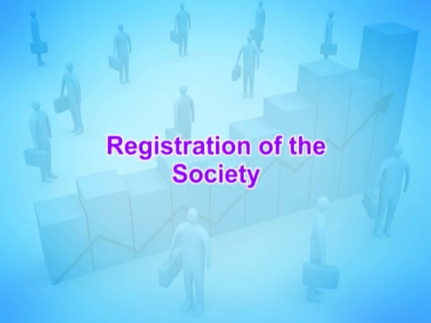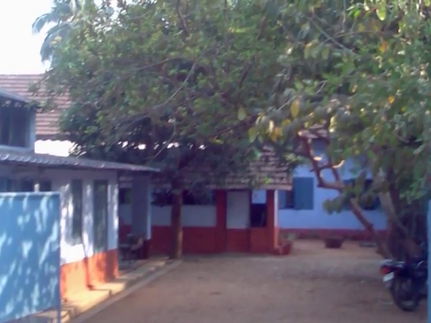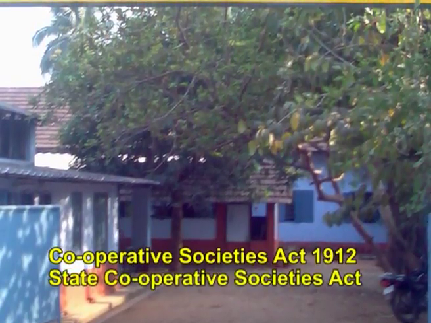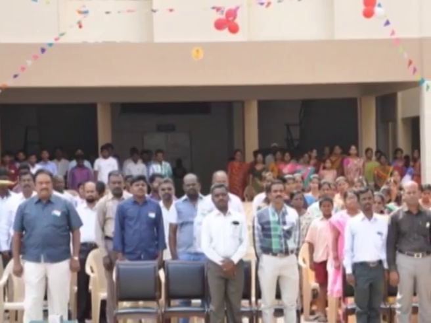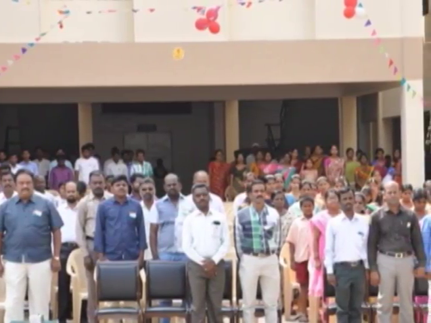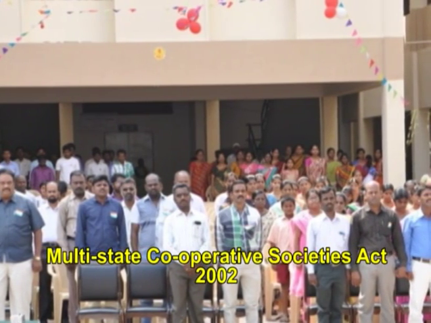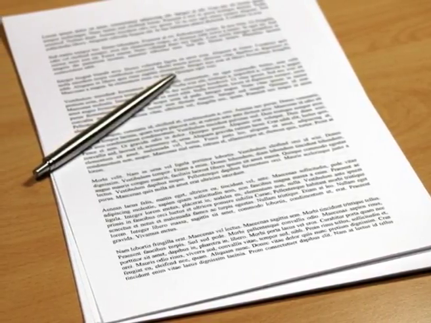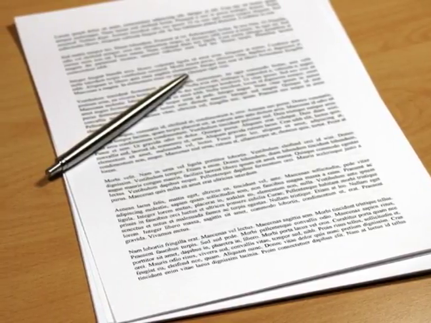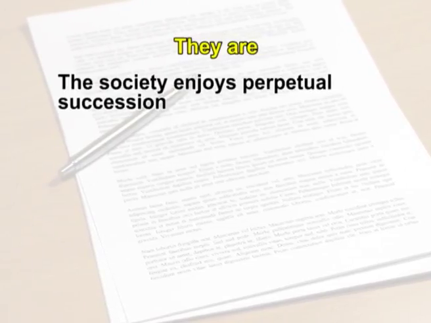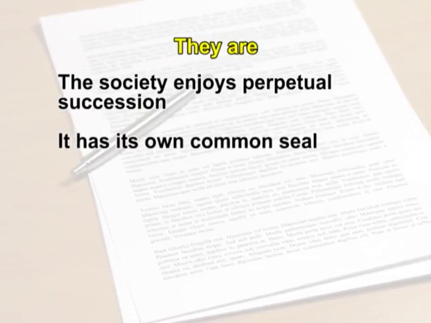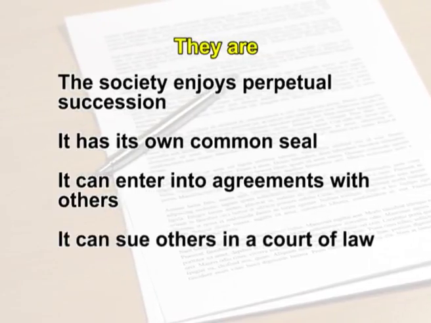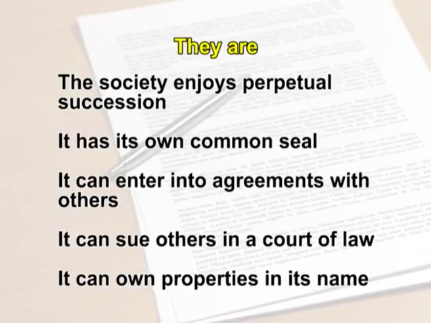Next is the question of registration. In India, cooperative societies are registered under the Cooperative Societies Act of 1912 or under the State Cooperative Societies Act. The multi-state cooperative societies are registered under the Multi-State Cooperative Societies Act of 2002. Once registered, the society becomes a separate legal entity and attains certain characteristics. What are those characteristics? The society enjoys perpetual succession, it has its own common seal, it can enter into agreements with others, it can sue others in a court of law, it can own properties in its name.